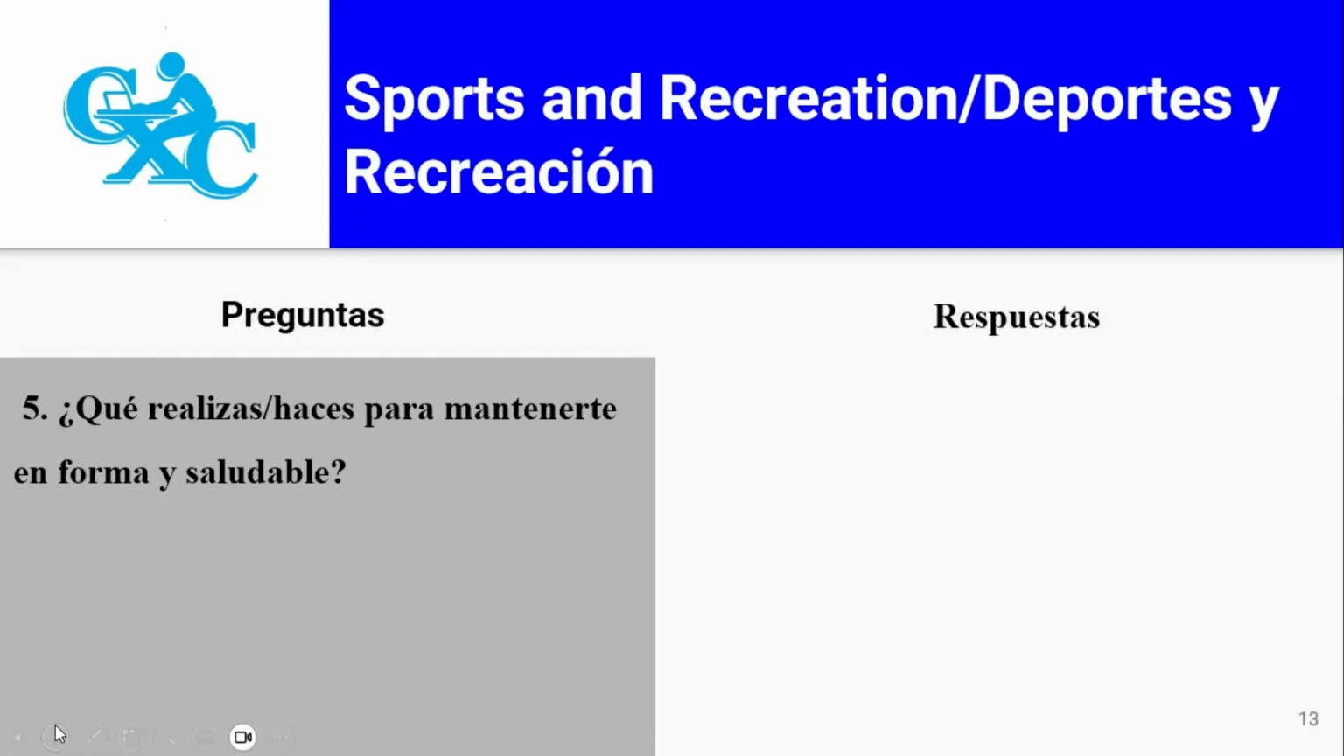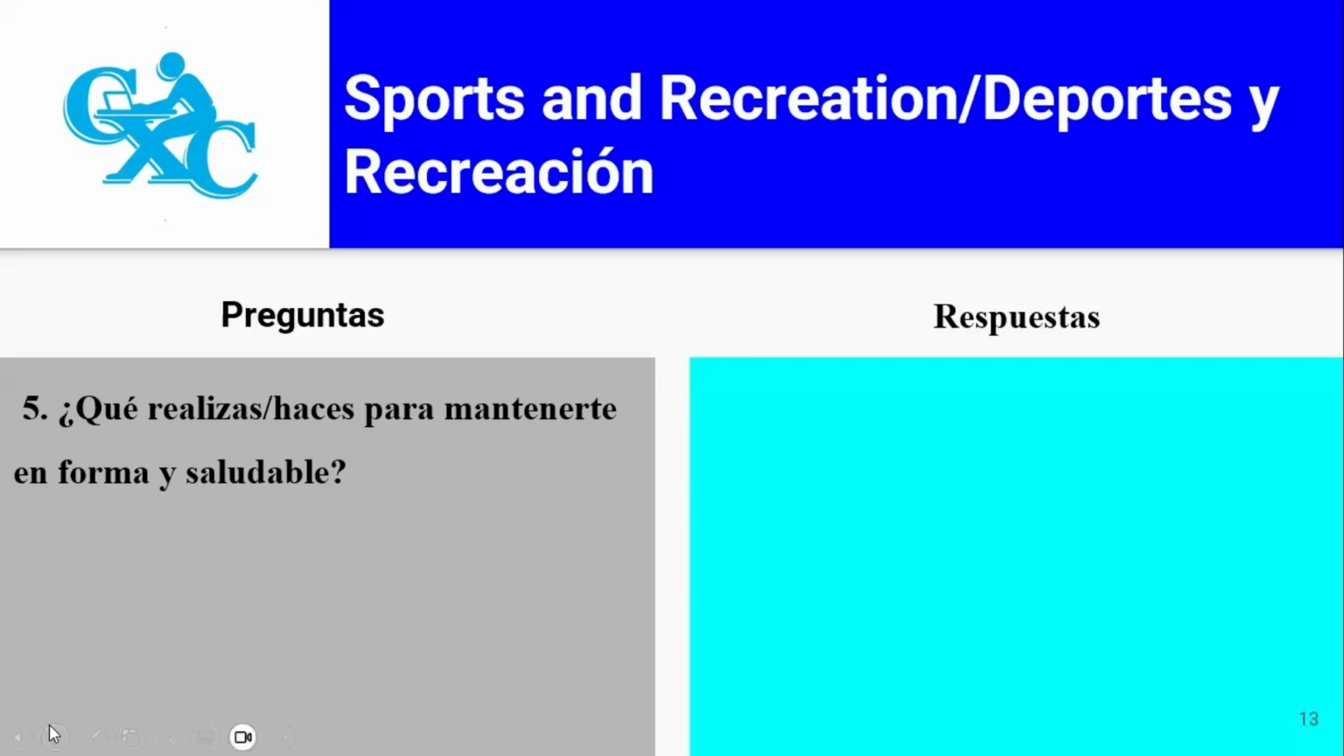¿Qué realizas? ¿Qué haces para mantenerte en forma y saludable? So this question is asking what, students? What do you do to stay in shape, right? And healthy. So realizas o haces both mean the same thing. They are synonymous, okay? So if you hear realizas o haces, same thing. Good. All right, so let us look at a possible response for this one.